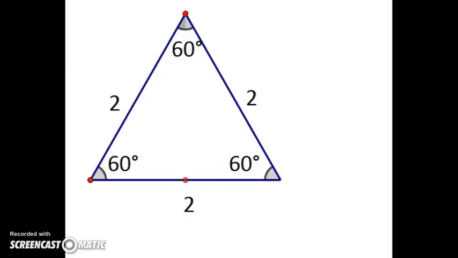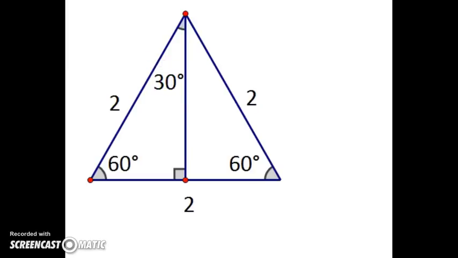We find the midpoint of the base and draw the perpendicular bisector from the top of the triangle down to the base. That gives us two congruent triangles. Now each small angle of the small triangles right in here is a 30-degree angle. So we'll put 30 degrees right there.